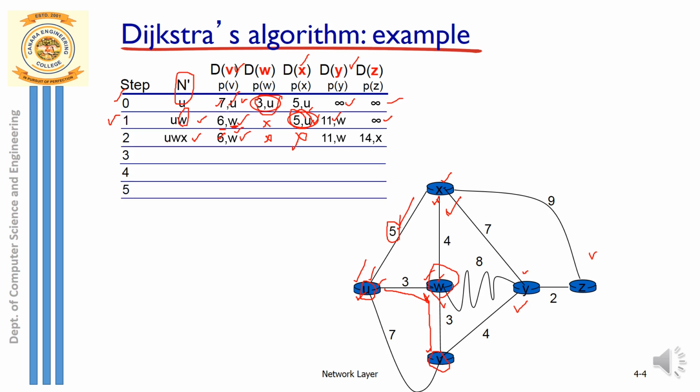And next you can see from U to Y. So U to Y, is there any shorter distance via X?